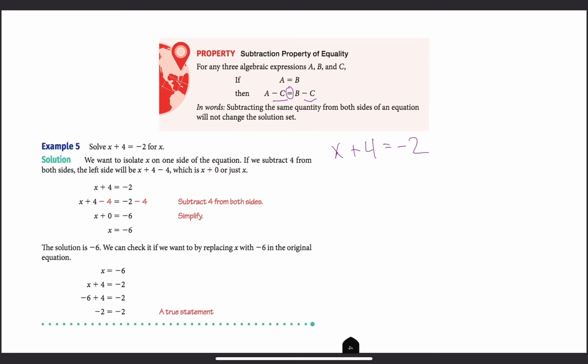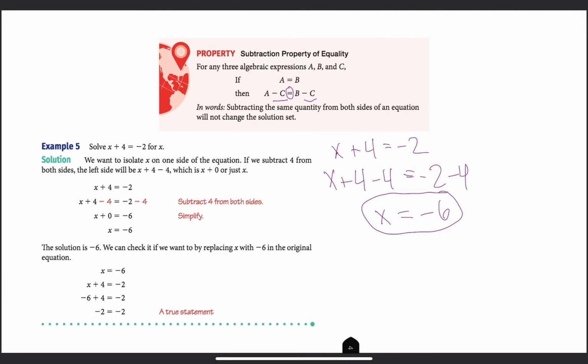So let's have a look. x plus 4. I'll go ahead and take away 4 on the left, and I'll take away 4 on the right. So +4 minus 4 is 0. So I just have x on the left. -2 minus 4 is going further in the negative direction, so -6. So this is my solution, or at least my proposed solution.